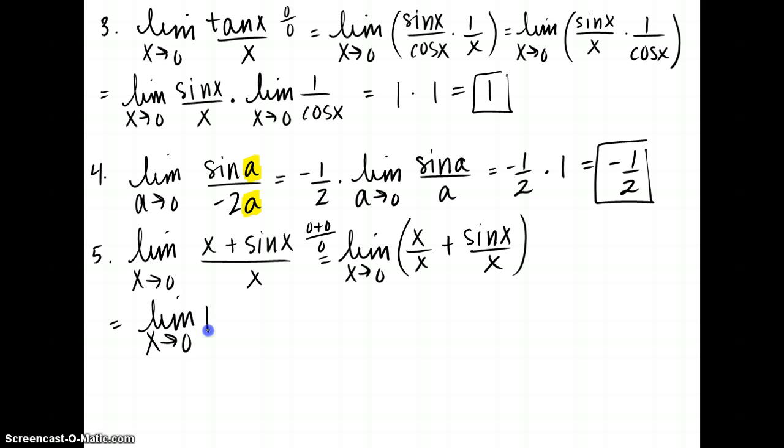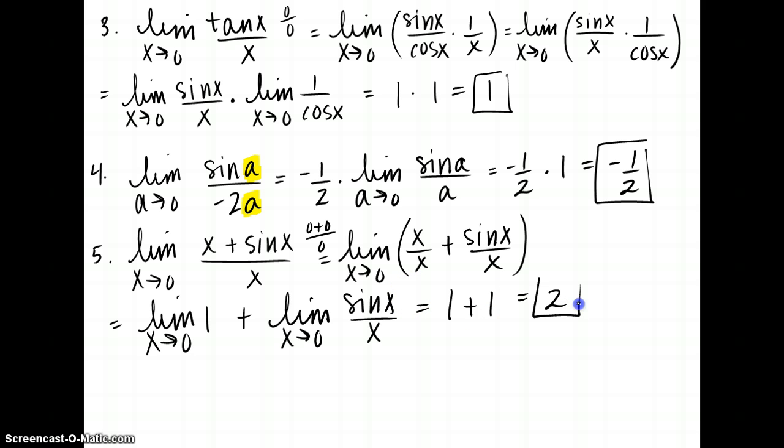X divided by x is 1, plus the limit as x approaches 0 of sine x over x. My first limit evaluates to 1. My second limit also evaluates to 1, so the sum of those two limits gives me a final answer of 2.